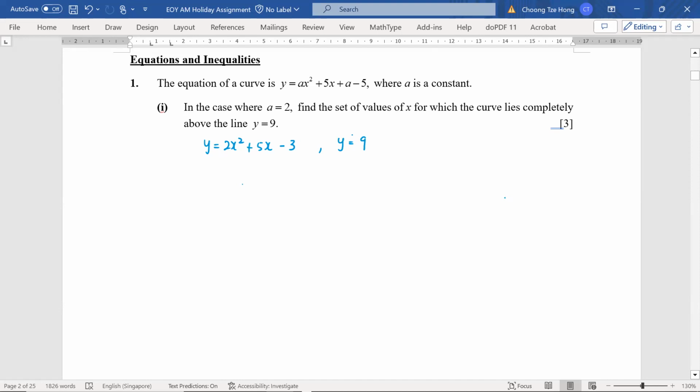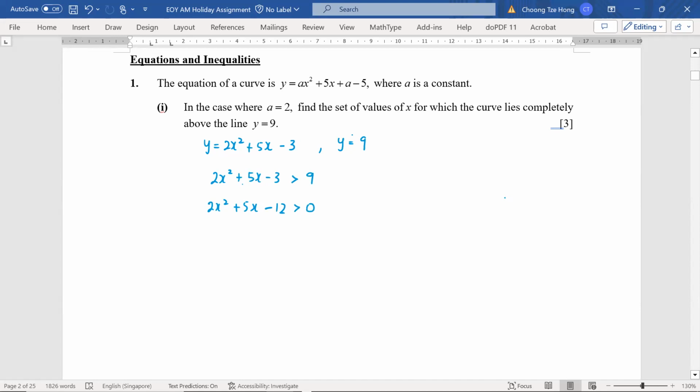From here we can form the inequality and solve it, and that will enable us to find the set of values of x. This is the equation of the curve. It lies completely above the line y equals 9, so it will be greater than 9. All we need to do is solve this inequality. We can solve it quite easily by bringing the 9 over, so you get 2x squared plus 5x minus 12 greater than 0.